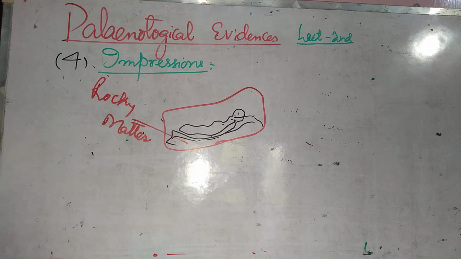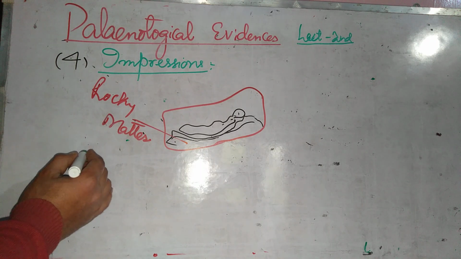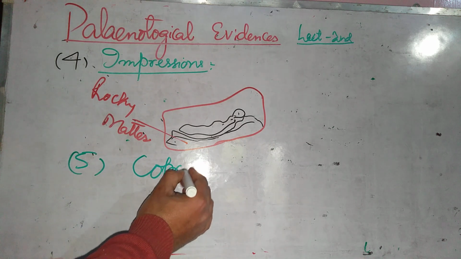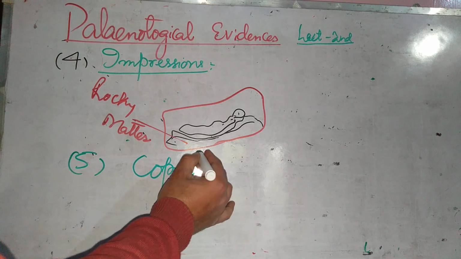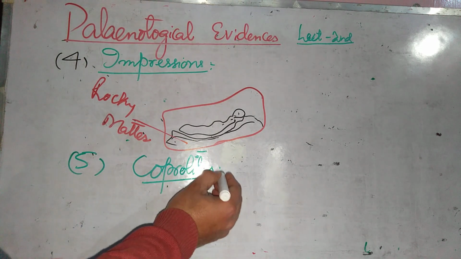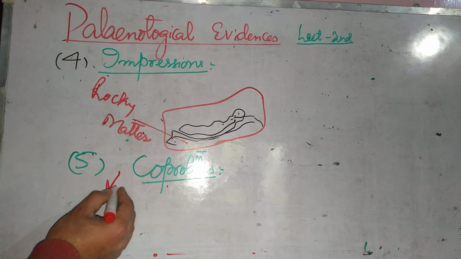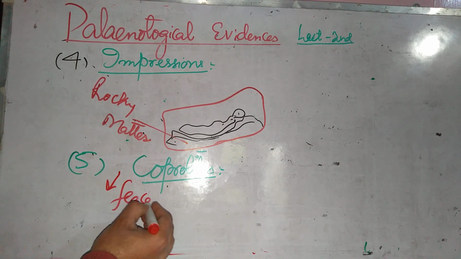Then we will move on to another type of fossils which we call coprolites. Coprolites. Now, what do we mean by coprolites? These are the fossils of fecal matter.